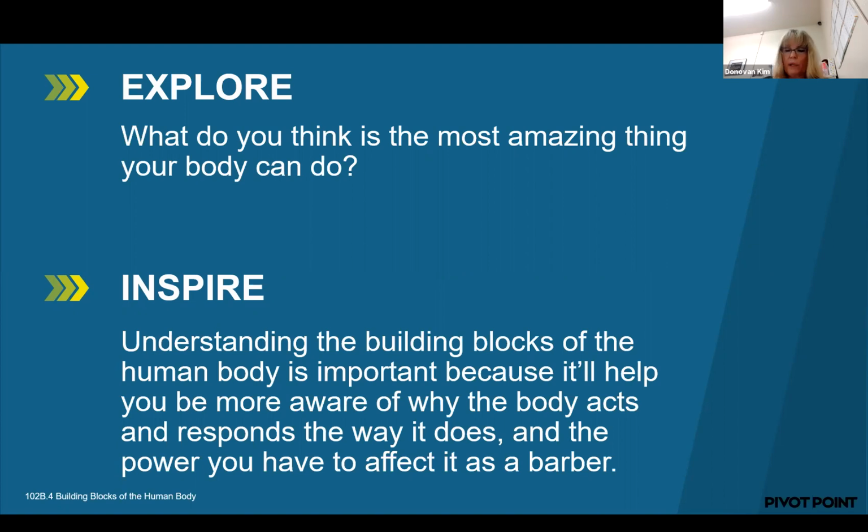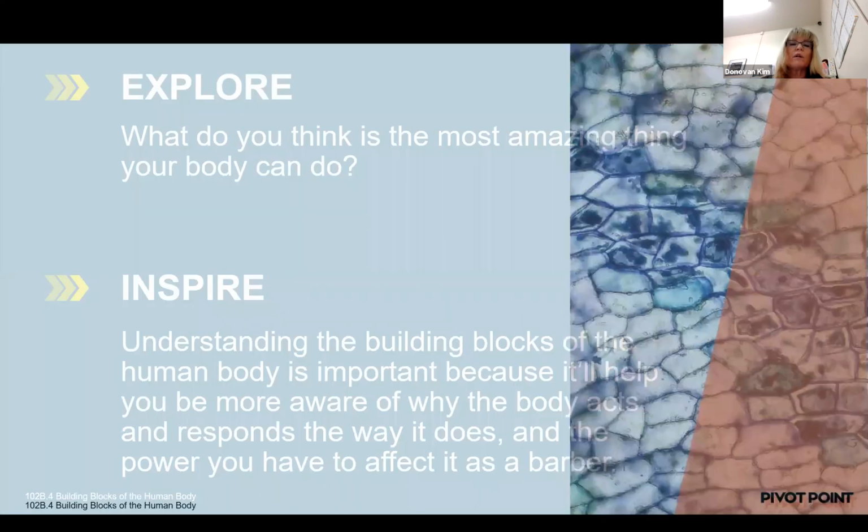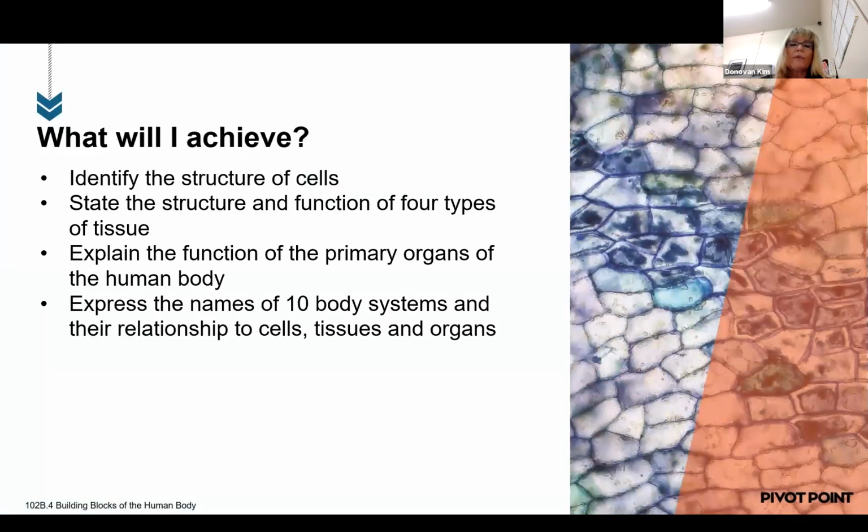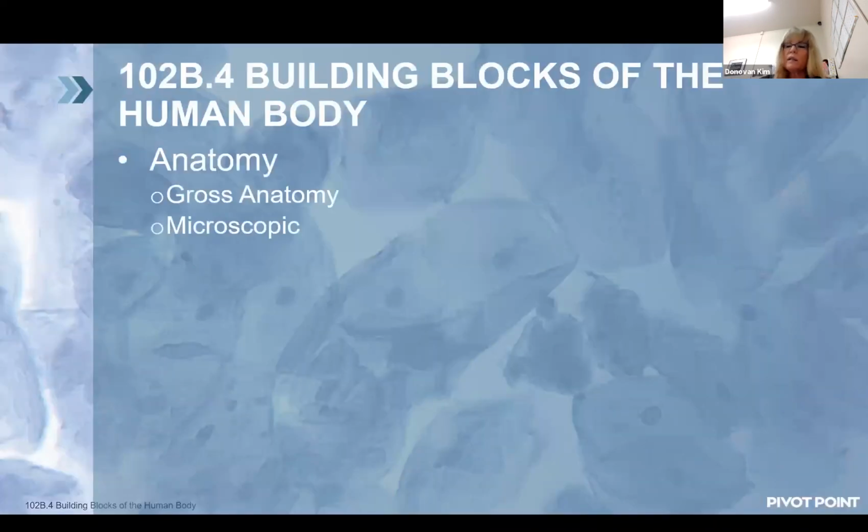Okay, so what do we need to know about this first portion of it? Well, about the cell, when it comes to taking the test, we need to know that anatomy is the study of what? The body. Right? We have two types of anatomy. We have gross anatomy and we have microscopic anatomy. You need to know both of those.